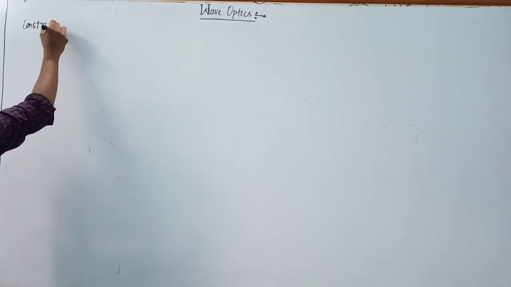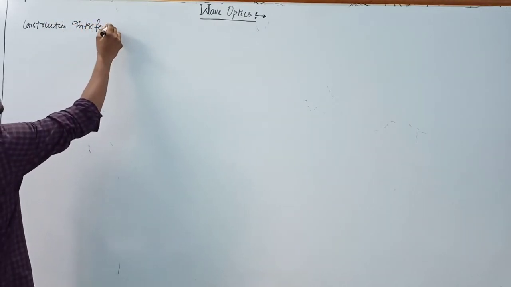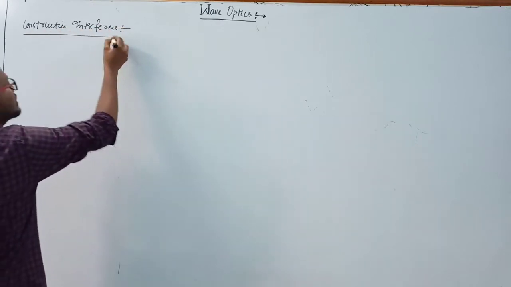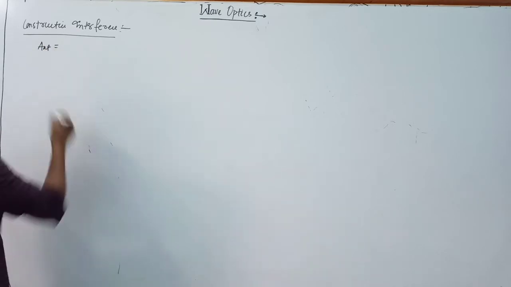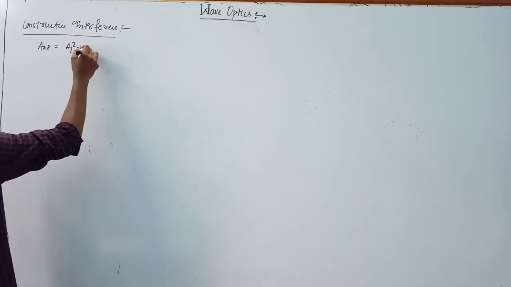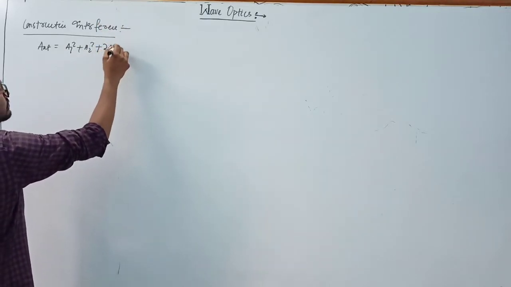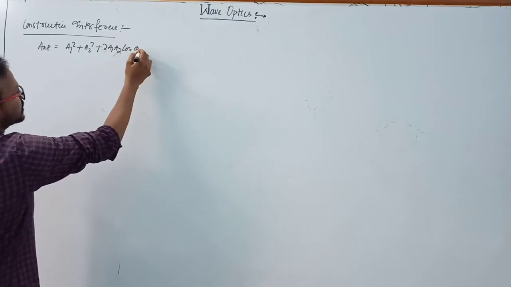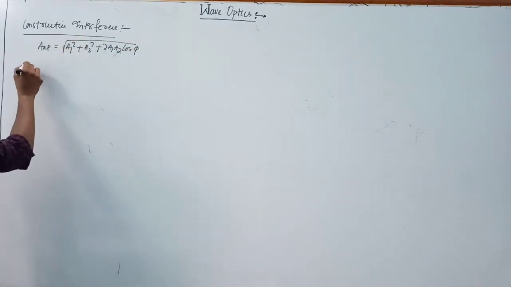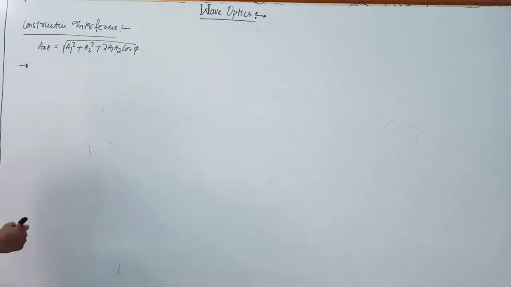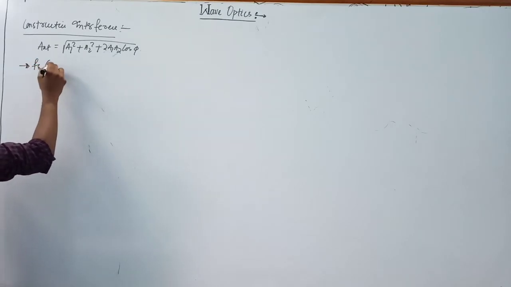Now we will start constructive interference and destructive interference. So we have a relation, A net or simply A, which is equal to the square root of A1 square plus A2 square plus 2 A1 A2 cos phi. Clear? So for constructive interference, we have to find the maximum intensity of light.